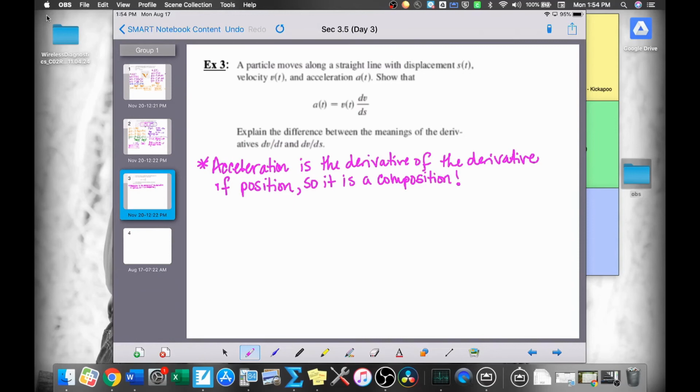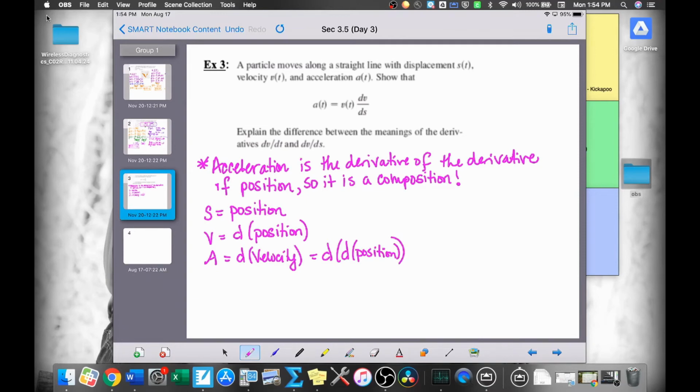And just in case you're not seeing that right away, let's write this out. If we say s is our position function, then we know that v, our velocity, is going to be the derivative of our position. And we know that acceleration is going to be the derivative of our velocity, which is going to be equal to the derivative of the derivative of our position. So now you can kind of see how acceleration would be considered to be a composition.